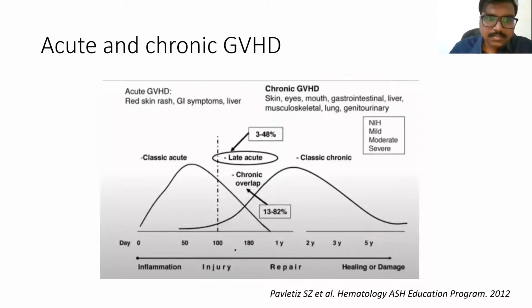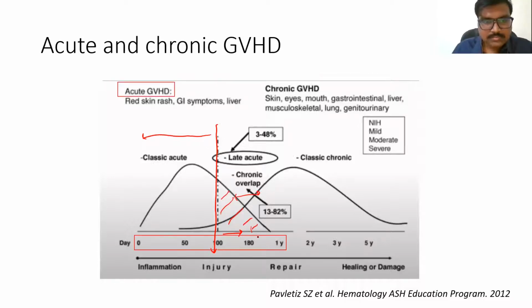GVHD is of two types. It is classically divided by the 100 days mark: classic acute is before 100 days, and classic chronic is after 100 days. Acute and chronic are not absolute and there is considerable overlap, as you can see. So a patient presenting after 3 months can also present with acute GVHD manifestations, and this can extend up to 1 year. And although chronic is more than 100 days, it can start as early as 50 days and extend up to 5 years or more.